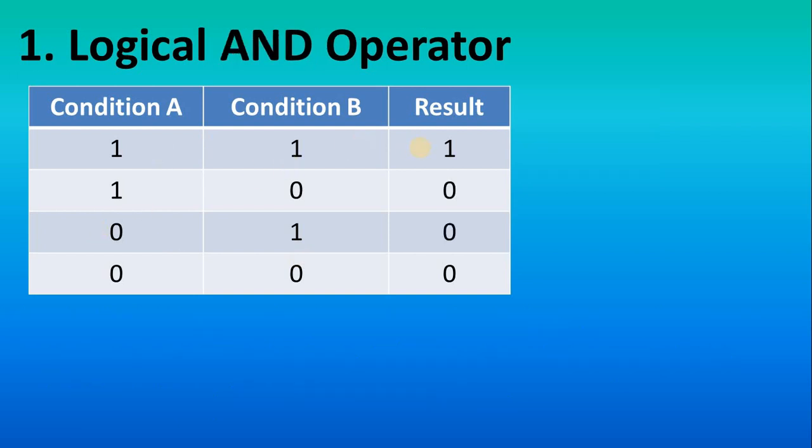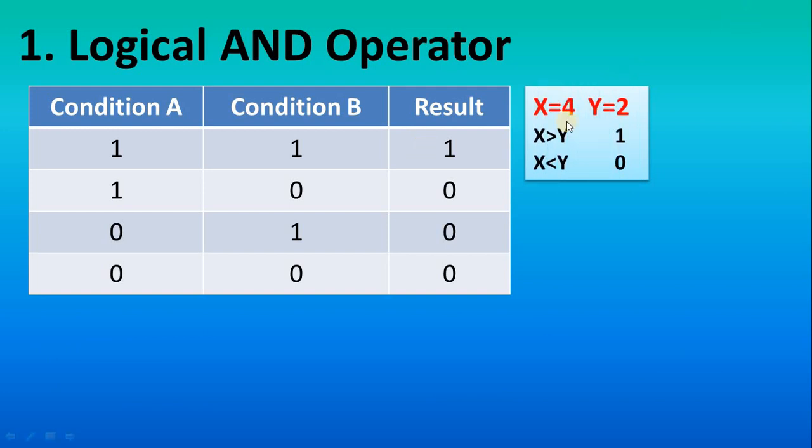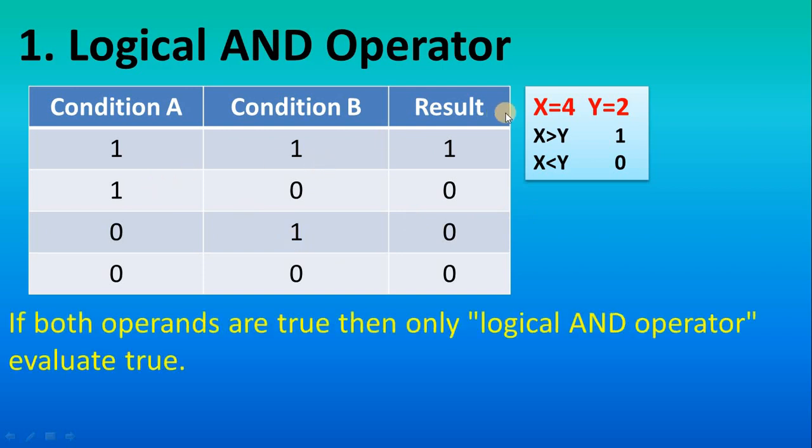Next one is the AND operator. Again the same: if it is true, the value is 1; if it is false, 0. So AND will be treated like multiplication, because 1 into 1 is always 1, 0 into 1 is always 0. So the important thing is, if any one is 0, meaning any one is false, the final result is false. When both are true, only then will the result be true. So this point is important: if both operands are true, only then does the logical AND operator evaluate true.